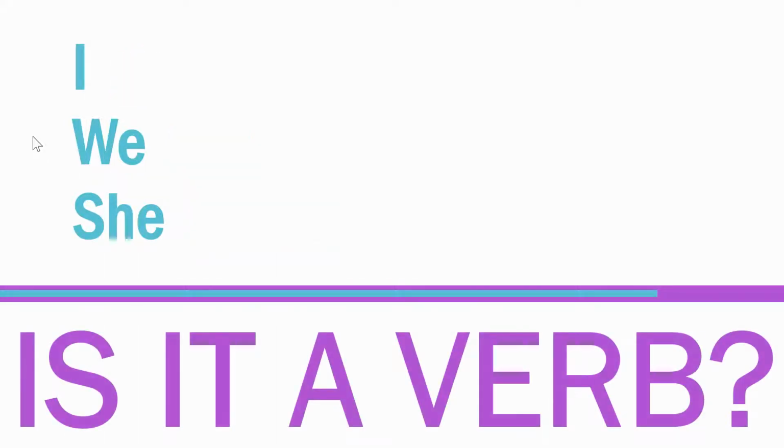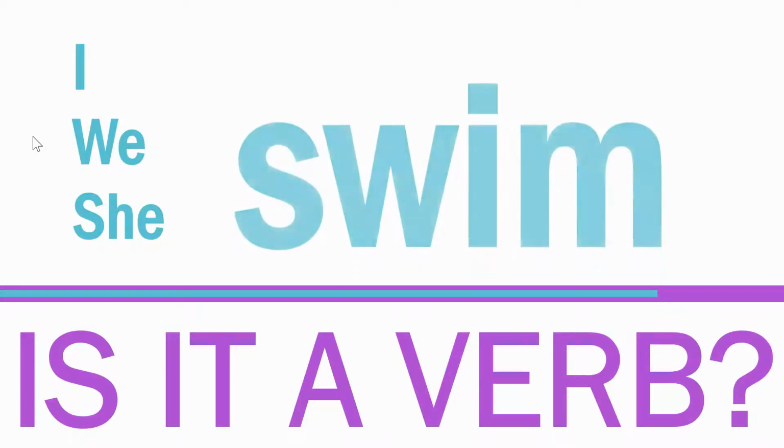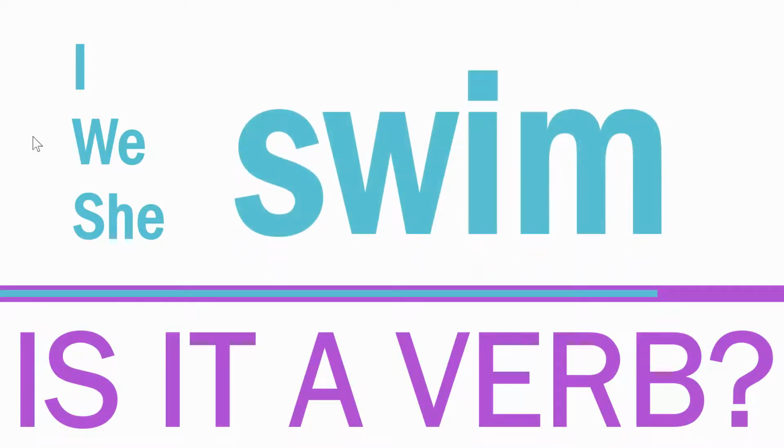Let's do a quick test. Is it a verb? Swim. Well, yeah, I swim and we swim are perfectly valid statements. Now, when we say she swim, it doesn't sound like proper English. We might say she swims. But nevertheless, if it follows one or more of these three words, it is a verb.